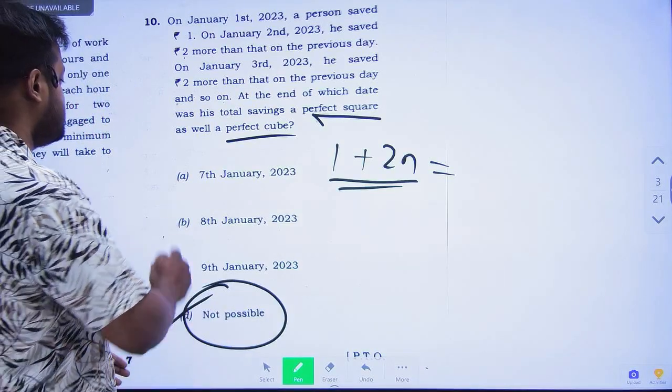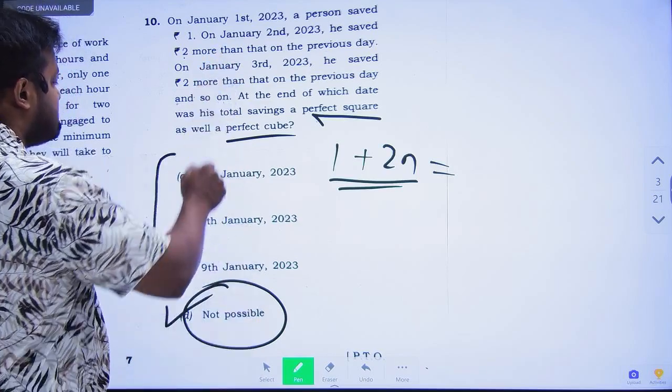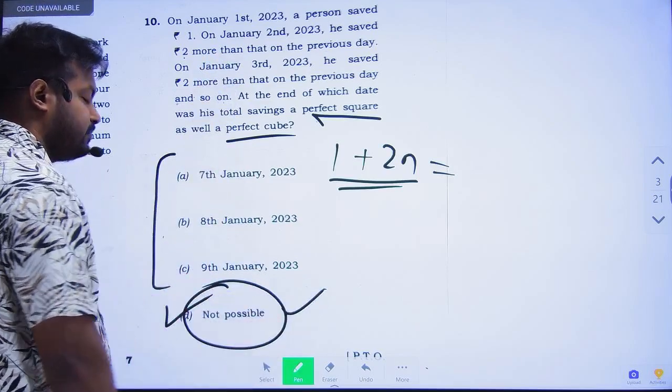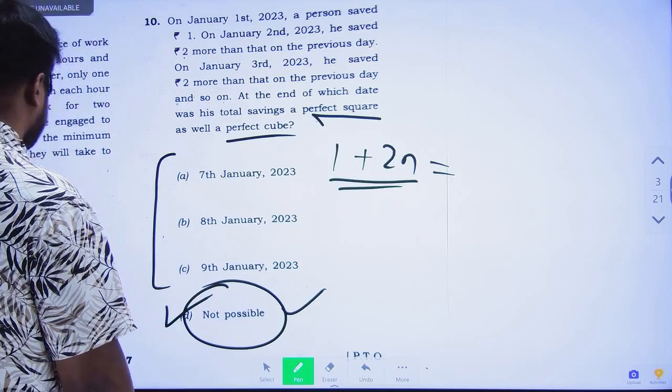You can check from the options. You can add and check from the options. That will be not possible. Answer will be not possible. Option D is correct.